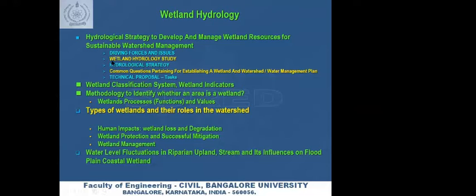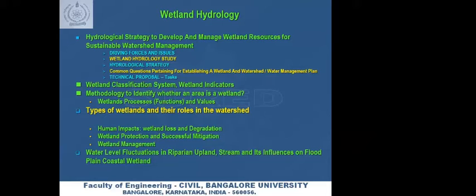Before going ahead, for those who are not aware, I'll briefly discuss the classification system of wetlands, how to identify wetlands, and an introduction to wetlands. Then, how to delineate the wetland, because when we are talking about wetland hydrology, we need to identify the wetland and its functions, what the values behind it are, what the types of wetland are, and what their roles in the watershed are. Finally, the technical stuff we are going to study, ending with the end users. So where are things going on.